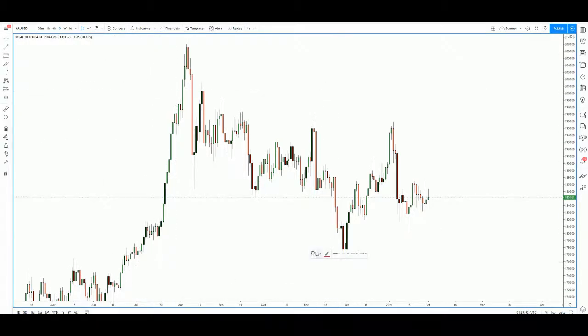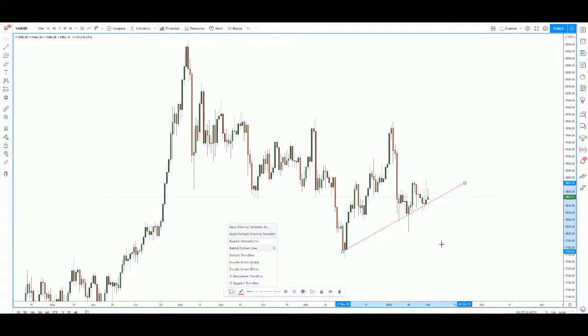If we were to take the recent low from here and try to touch as many candles as possible without cutting the candle bodies, green color for support, we see that price tapped once, twice, and a third time.